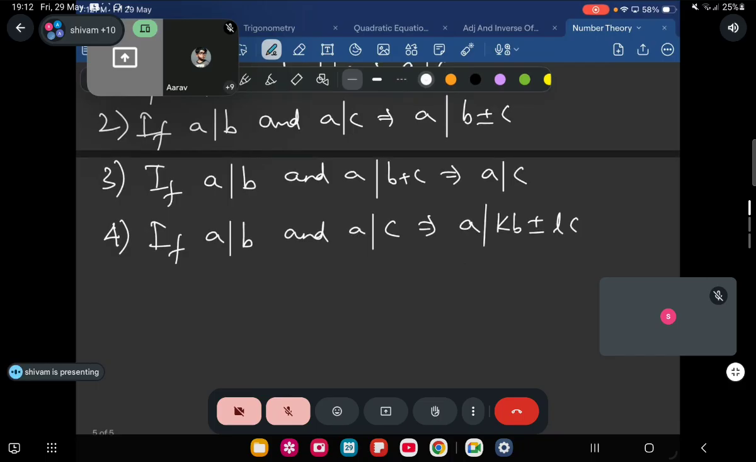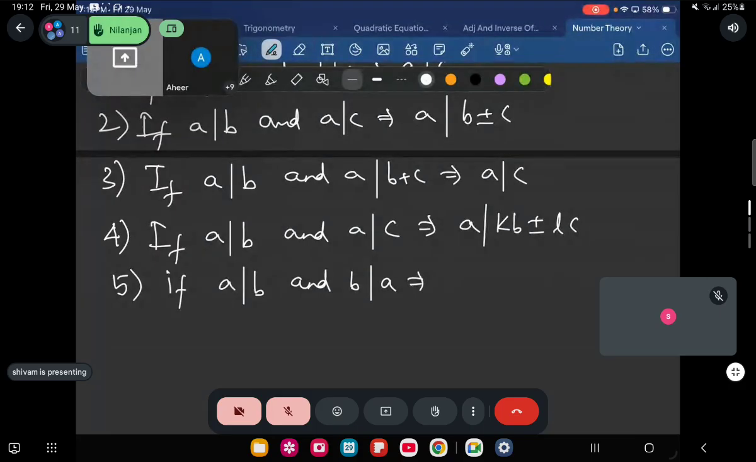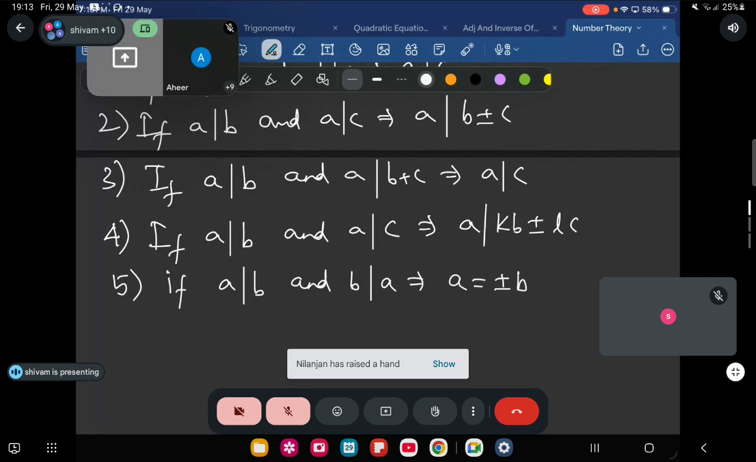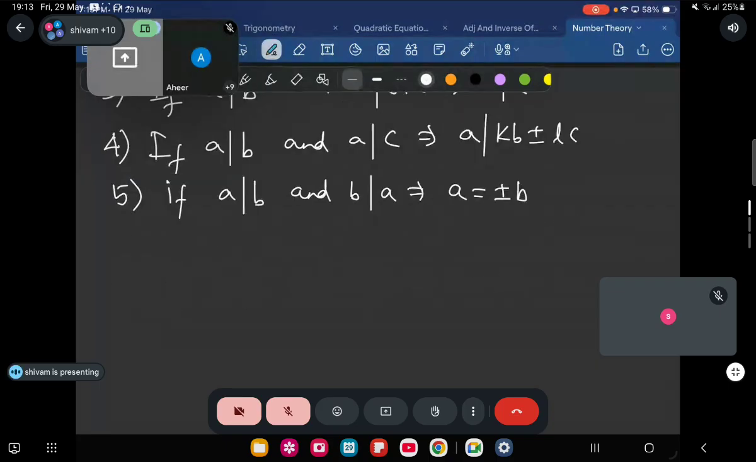Next, number 5. If A divides B and B divides A, what are the conditions? A is dividing B, and B is also dividing A. In what case will it be true? Tell me, everyone. They are equal, when their absolute values are equal, that is A equals plus or minus B. A can be equal to B, A can be equal to minus B as well.